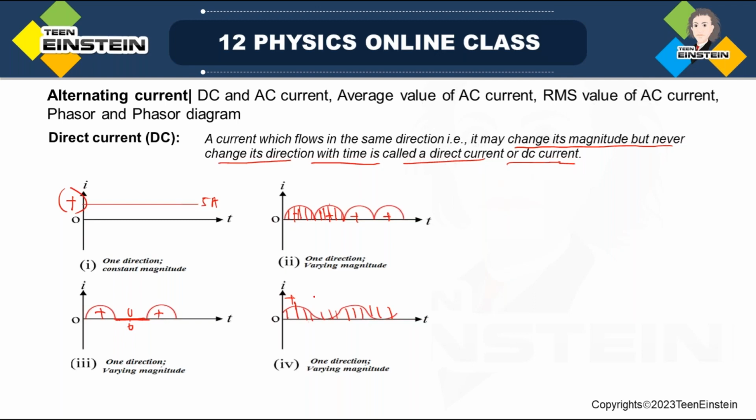That means it is always positive, this is also positive. It is becoming 0 and then again becoming positive. This part is also positive, this part is also positive. So it doesn't change the direction with time, but its magnitude may vary. So this is about DC current.